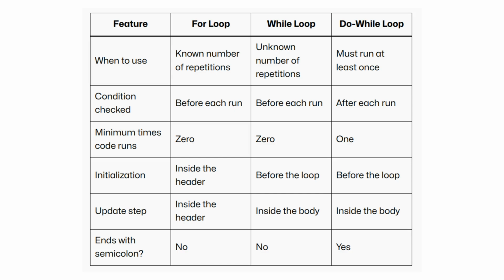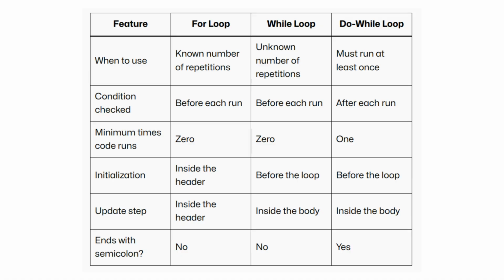Now look at the next row, condition checked. This is where these loops really differ. In both the for loop and the while loop, the condition is checked before each run. That means if the condition is false right from the start, the code inside won't run even once. But in the do while loop, the condition is checked after each run. So the code executes first, and then the condition decides whether to repeat or stop. Pretty simple, right?